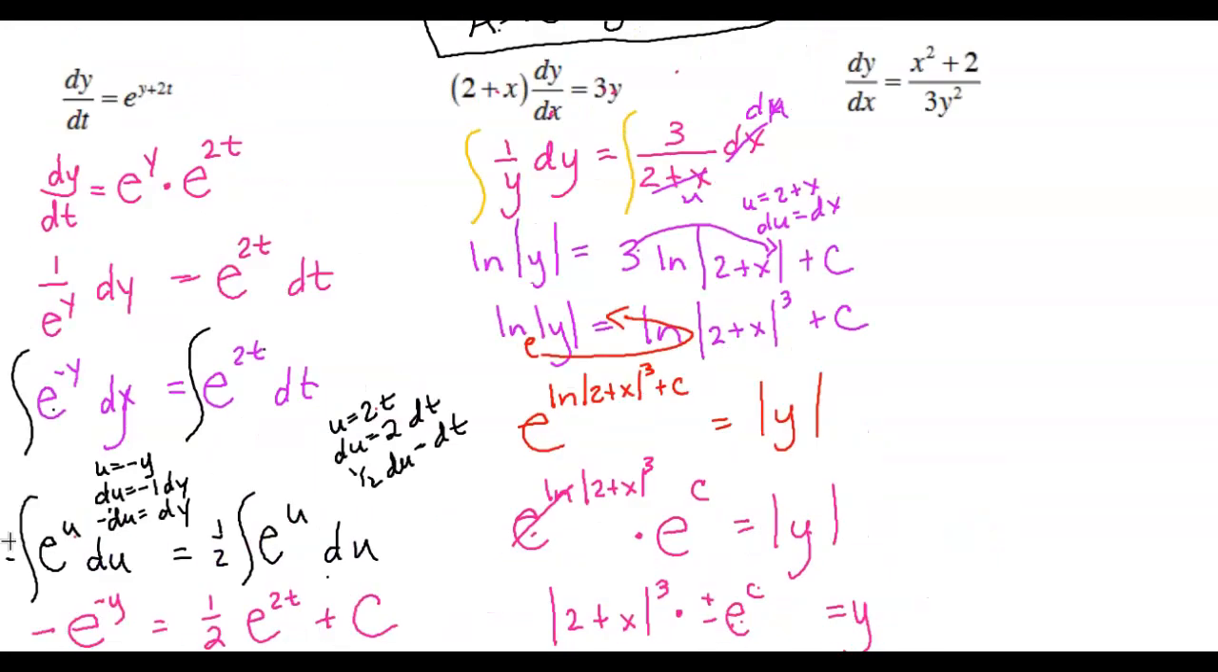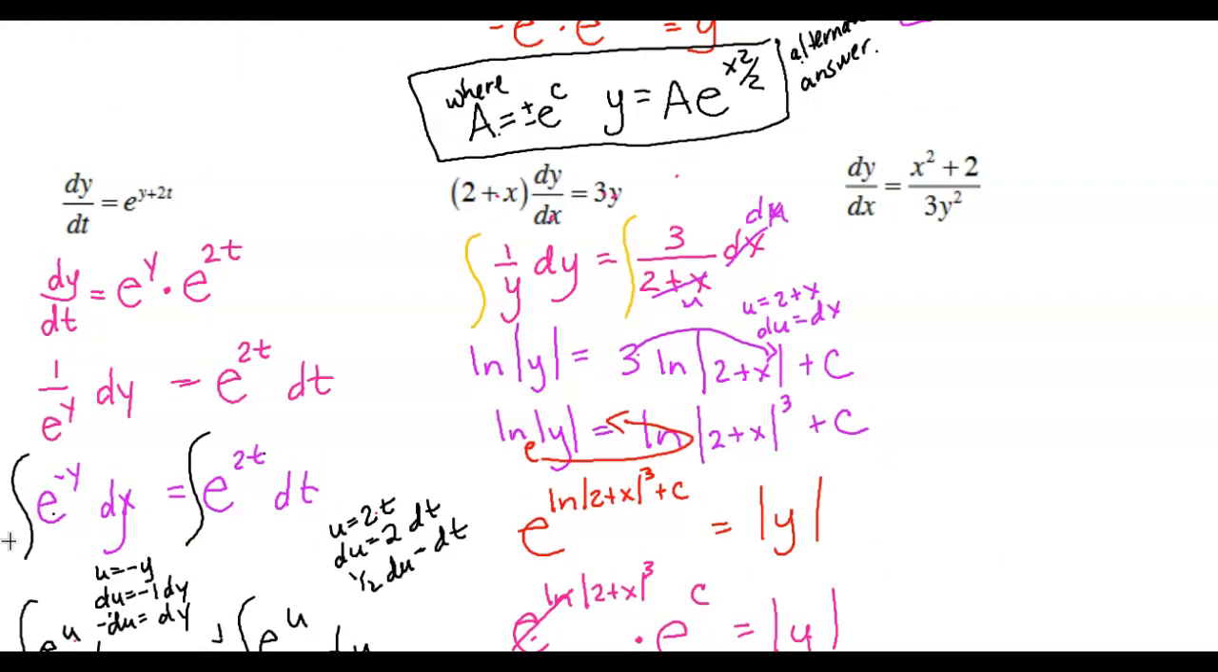All right, one more. I'm going to leave the 3 alone. So I'm going to go ahead and multiply by y squared, multiply by dx. So I get y squared dy equals, I'm going to write this as x squared plus 2 over 3 dx.